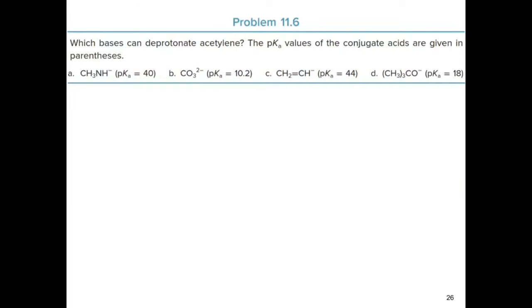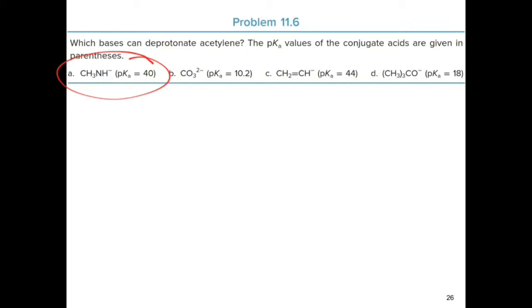So here's practice problem number 6. Which bases can deprotonate acetylene? The pKa values of the conjugate acids are given in parentheses. So acetylene has a pKa of 25. And so any of these bases listed here with a pKa greater than 25 will be able to deprotonate acetylene. So I'm just going to circle the ones that are able to deprotonate acetylene here. So we have the first one, A, has a pKa of 40, so this should be able to deprotonate acetylene.